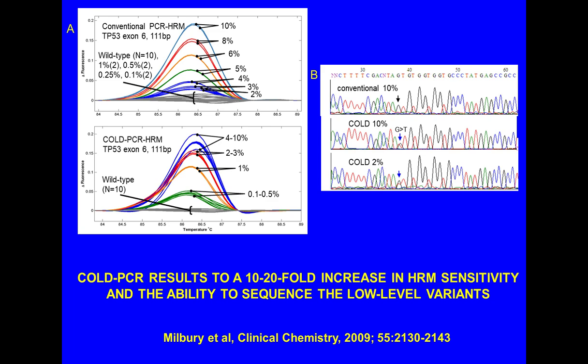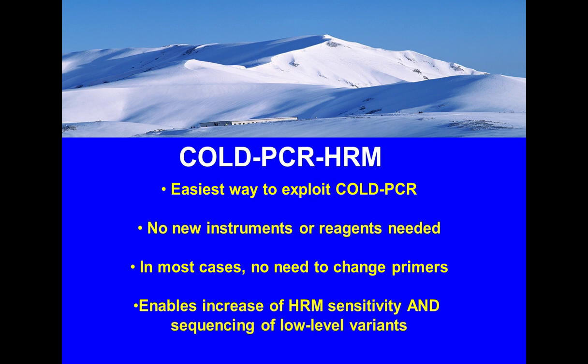So that was also early work. COLD-PCR HRM overall is the easiest way to exploit the technology. Immediately after COLD-PCR, you perform the HRM without necessarily having to open the tube. There are no new instruments or reagents needed. In most cases, there is no need to change primers, and it enables increasing sensitivity and sequencing.